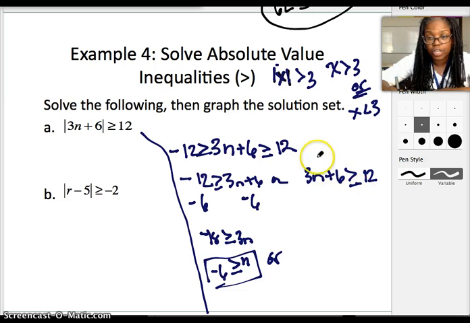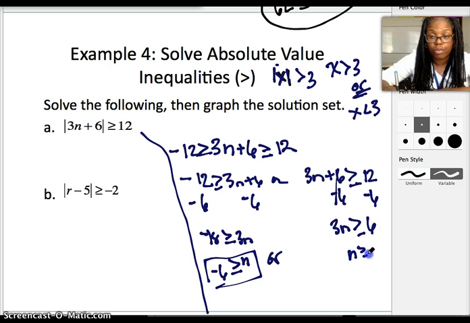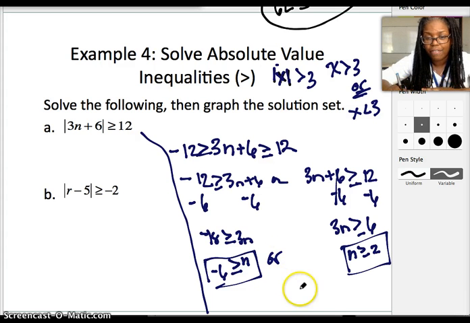The other part I'm going to get from this portion here. So if I subtract 6 on both sides, 3n is greater than or equal to 6. N is greater than or equal to 2, because I'm dividing both sides by 3. You guys got that, and over here I divided both sides by 3. With that in mind, I get a disjunction. I get 2 separate parts of the graph that are going in their own direction, and there's really no other concise way to talk about that, but let's graph the solution set.